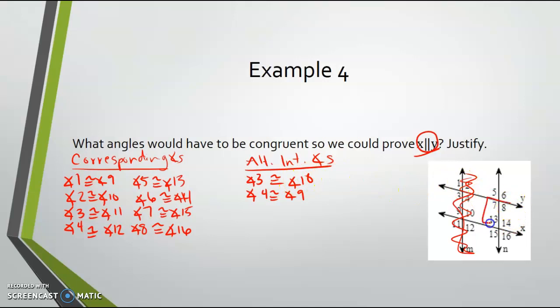Alternate interior angles, so we're looking at 7, 8, 13, and 14 as our interior. So alternate would be 7 being congruent to angle 14 and angle 8 being congruent to angle 13. And so again, you'll have a list and you can just take that list and ask yourself, are they on the right transversals to prove that these lines are parallel? And then that's what you're doing.